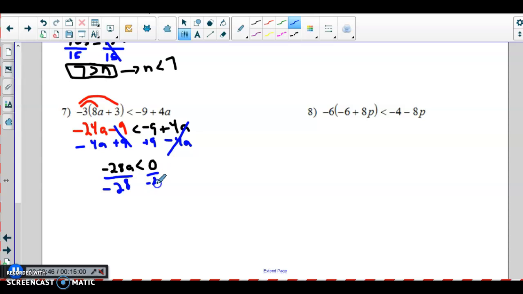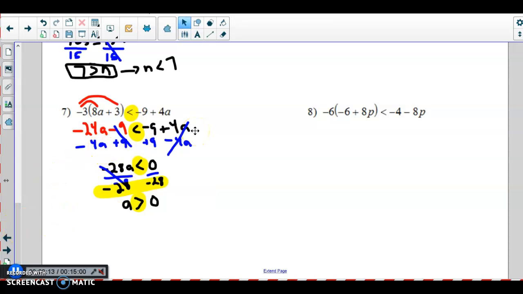anytime this number in the bottom is a negative, anytime you divide by a negative, like I'm doing here, this inequality is going to flip the other way. So it was less than, it's going to flip to greater than. Okay, and I'll try to highlight that real quick so you can see why that happened. It started out as less than, but here in the end it changed to greater than because of this dividing by -28.